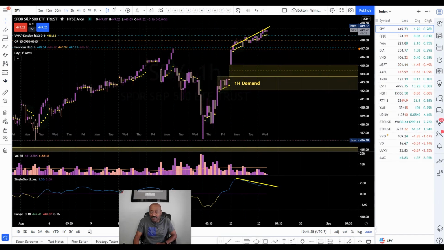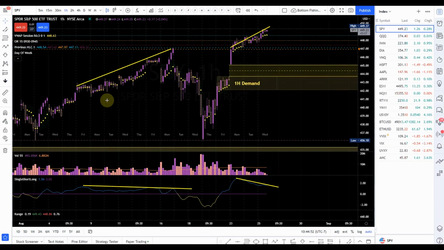Why do I say that? Well, if you look at history, price did this, but oscillator did this. Right? This is very important to take note of. Price drove up, oscillator drove down, and then price soon after drove down.